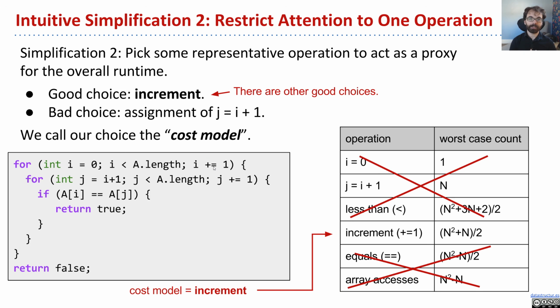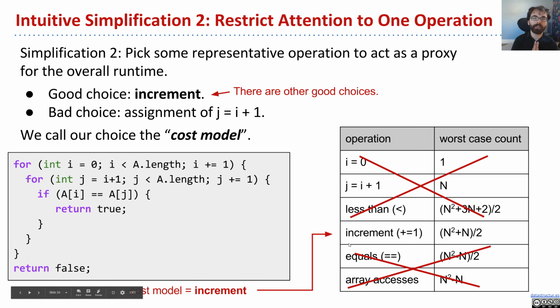This first simplification of the next 3, so overall it's simplification number 2, is going to be to pick some representative operation for the overall runtime. So if we look at the 6 operations, it's fine if we just maybe consider only the number of increment operations because it has this parabolic term to it, right? Because our ultimate goal is to show that the whole thing is like a quadratic. So we sometimes call our choice here the cost model. The cost model in this case is the number of increment operations.